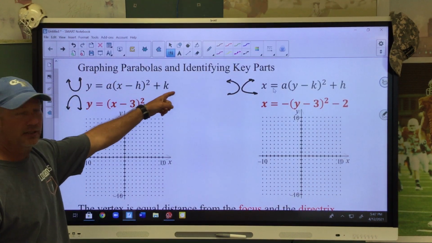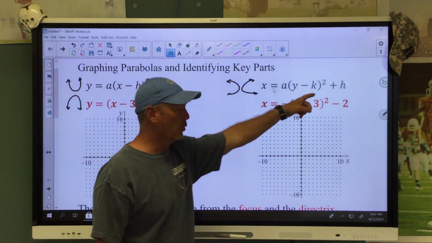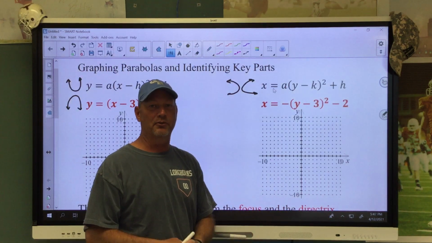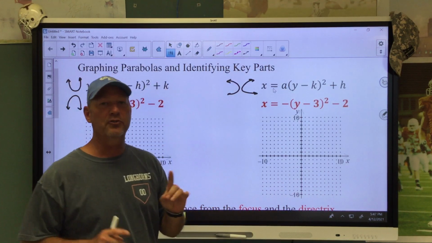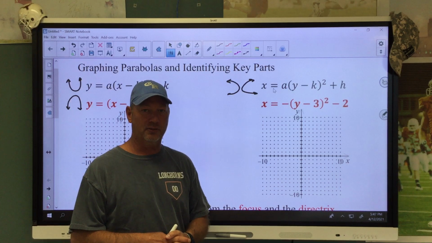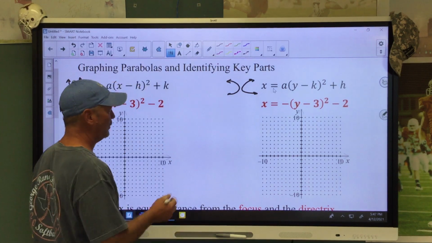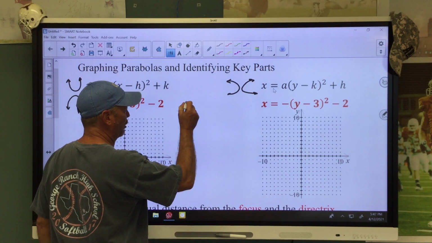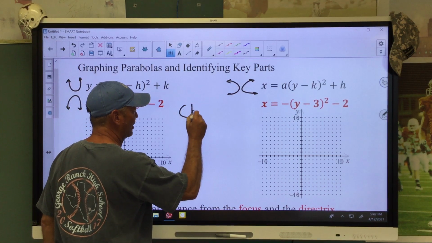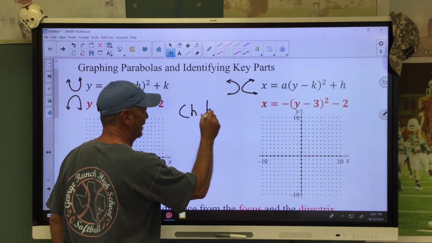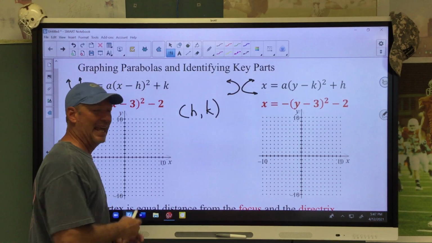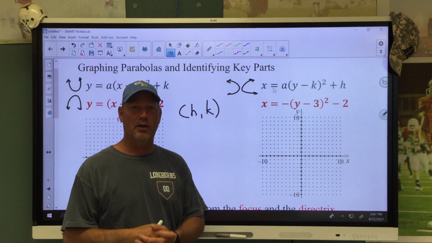So this is our basic equation, where we found all our transformations from, okay? But the first thing we need to find is a vertex. The vertex is still going to be found as H, comma, K. That's how you find your vertex. It's going to be that ordered pair.